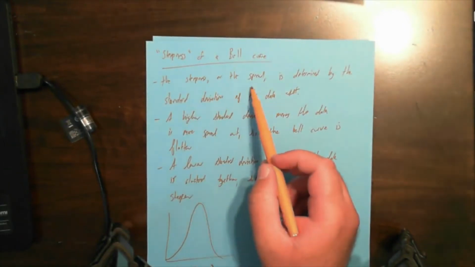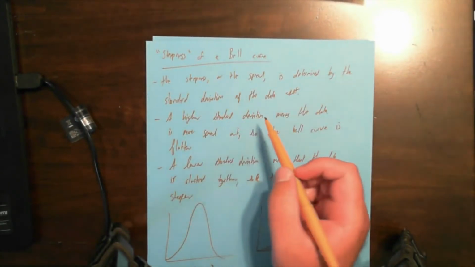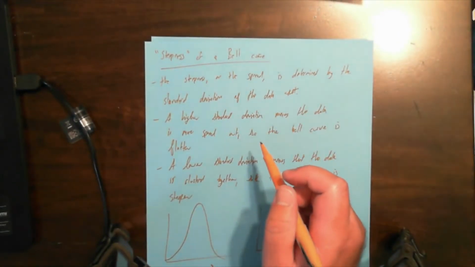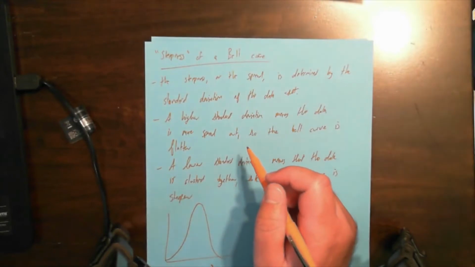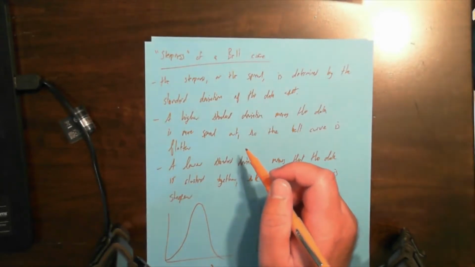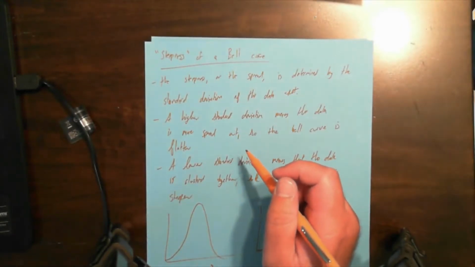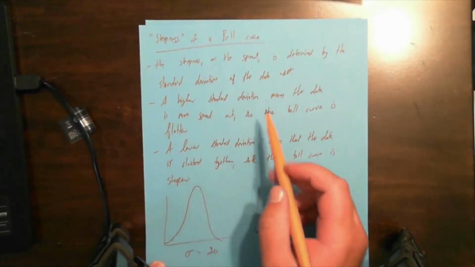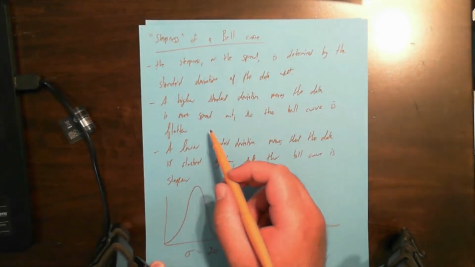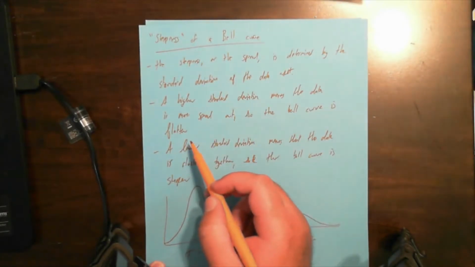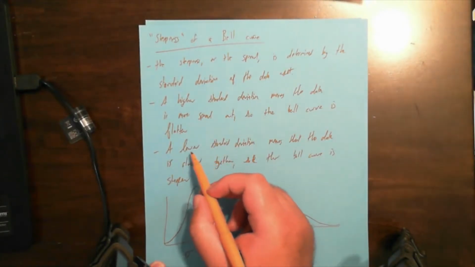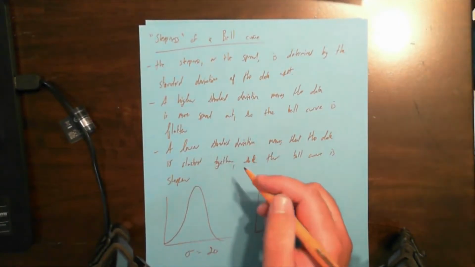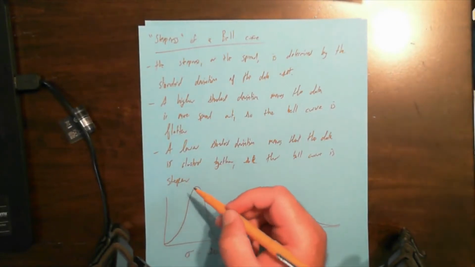The steepness, or the spread, is determined by the standard deviation of the data set, because the standard deviation of a data set explicitly tells you how spread out the values are. A higher standard deviation means that the values are more spread out. A lower standard deviation means that the values aren't as spread. So as a result, a higher standard deviation means more spread out data, and the bell curve will be flatter. Okay? However, a lower standard deviation means they're more clustered together, close together, so that'll result in a steeper bell curve.